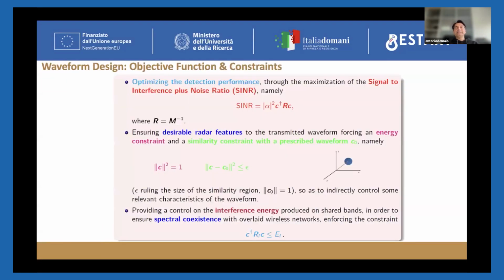And let us now present the objective function and the constraints that are involved in the radar waveform design. Our goal is to boost the target detection probability while controlling both the amount of interfering energy produced in the shared bandwidths and also some important features of the transmitted waveform. To this end, we consider as a figure of merit the signal to interference plus noise ratio, which is reported here in our slide, and it is a quadratic form.